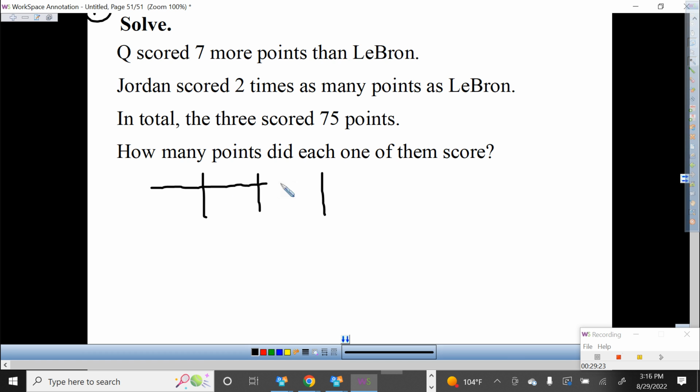Copy that, please. We're going to make a table to organize our information, and then we're going to create an equation from that table. So 3 people, 3 lines down, 1 across, which created 4 columns. Notice that. 1, 2, 3, 4 columns. What are the titles for each column? The people. Who's the first one they mentioned? So we label this Q. The second one, LeBron. I'm just going to write LB. The third one, Jordan. I'm just going to write J. So what is the fourth column for, Mr. Q? This is our total.